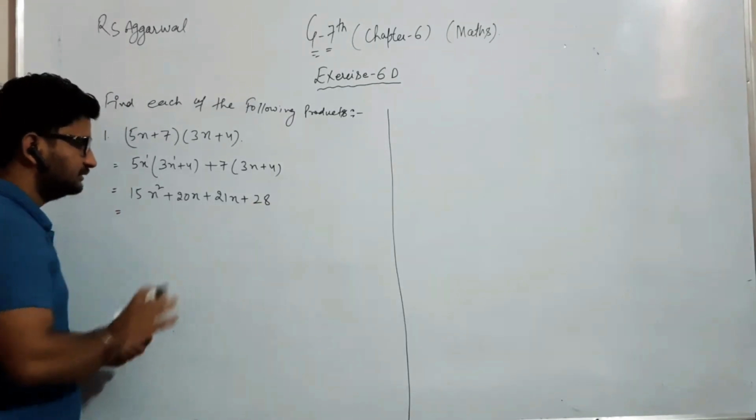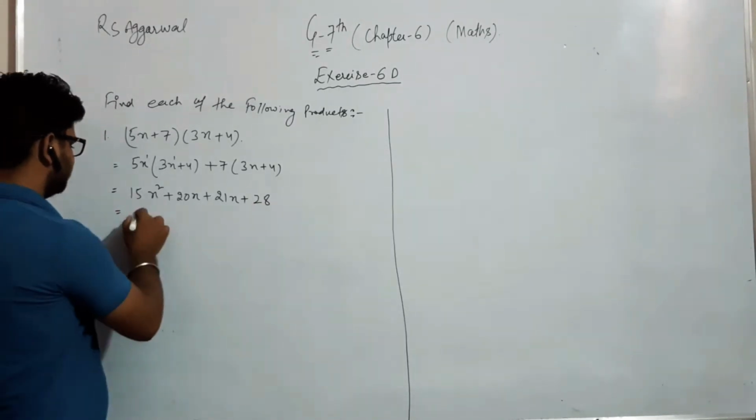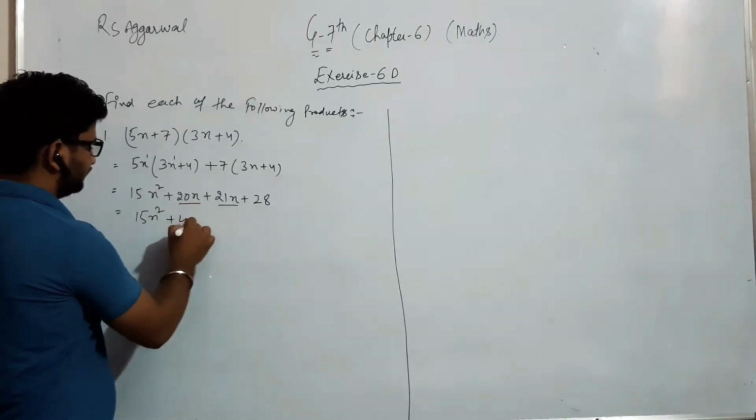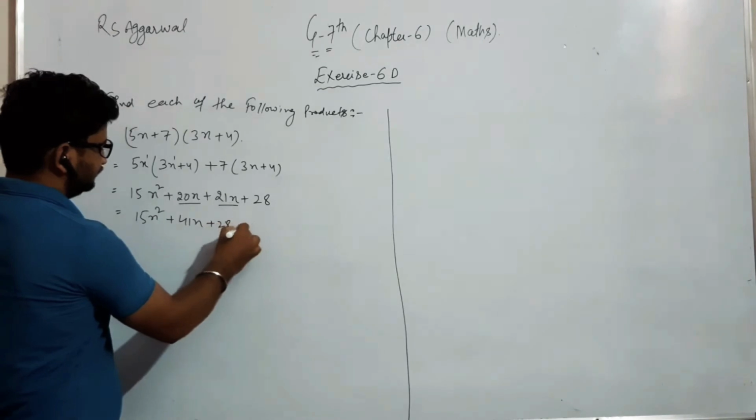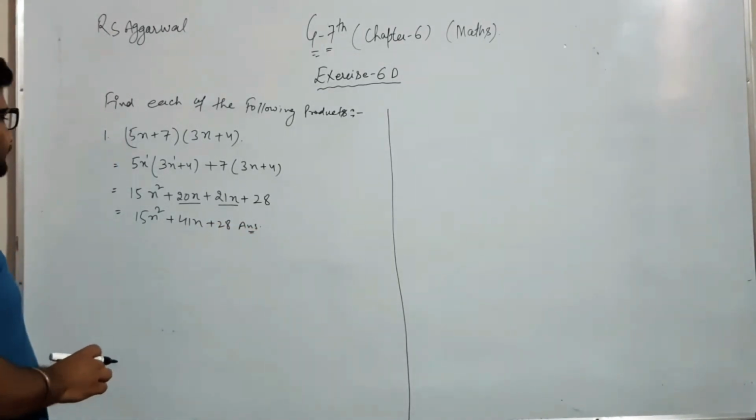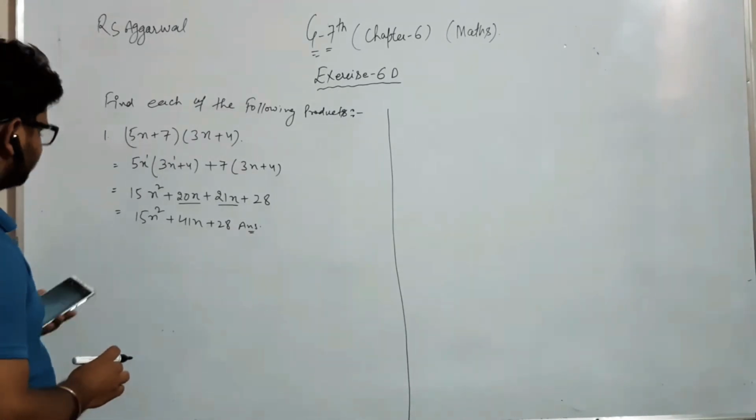Now we add the like terms in this question. So the answer will be 15x raised to power 2 plus 20x plus 21x, which is 41x, plus 28. So this is the answer of question number 1. Now we do the next questions of this exercise.